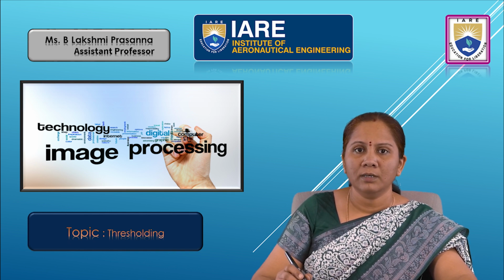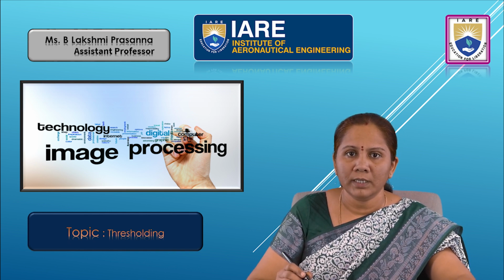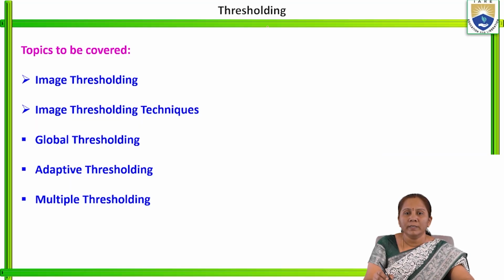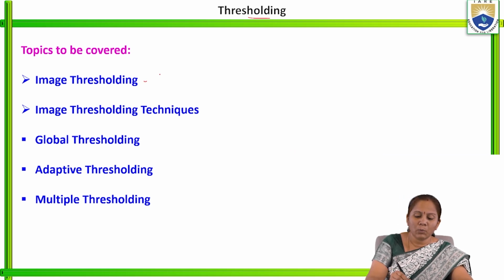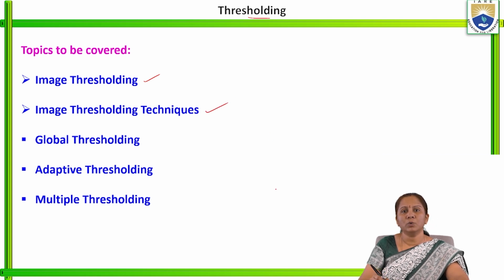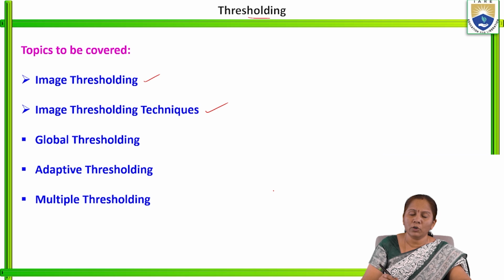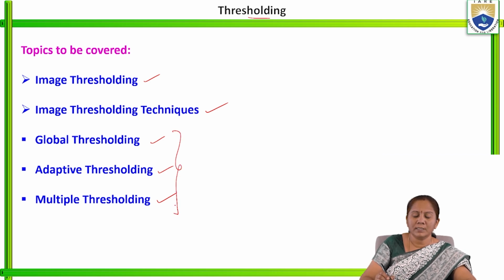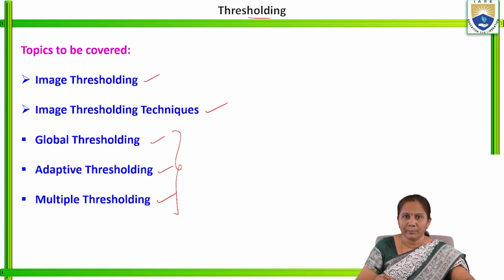In this session, we will learn about thresholding in image processing. The topics we are going to cover under this thresholding concept are what is meant by image thresholding and the different image thresholding techniques. Here there are different techniques: one is global thresholding, adaptive thresholding, and another one is multiple thresholding. All these things we will discuss by considering one example.